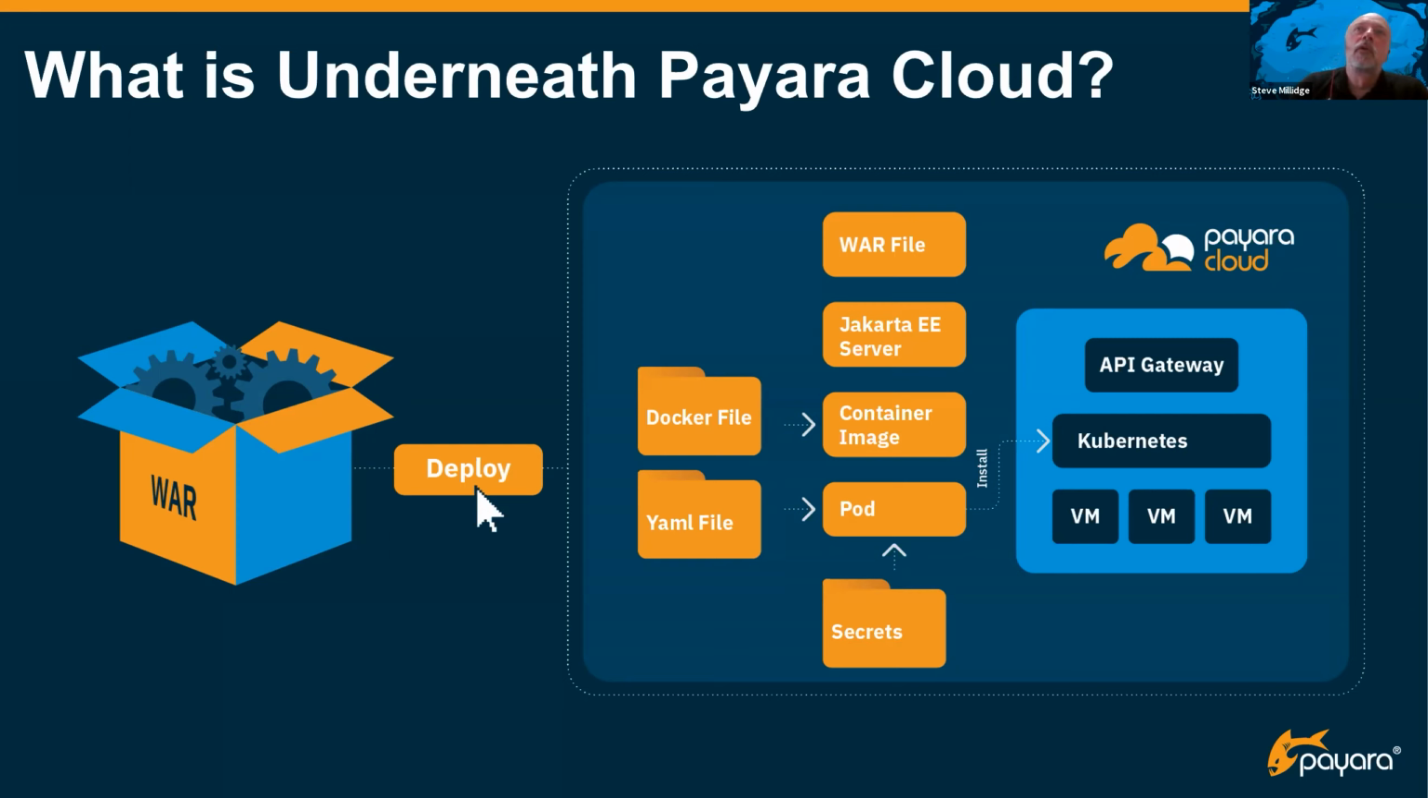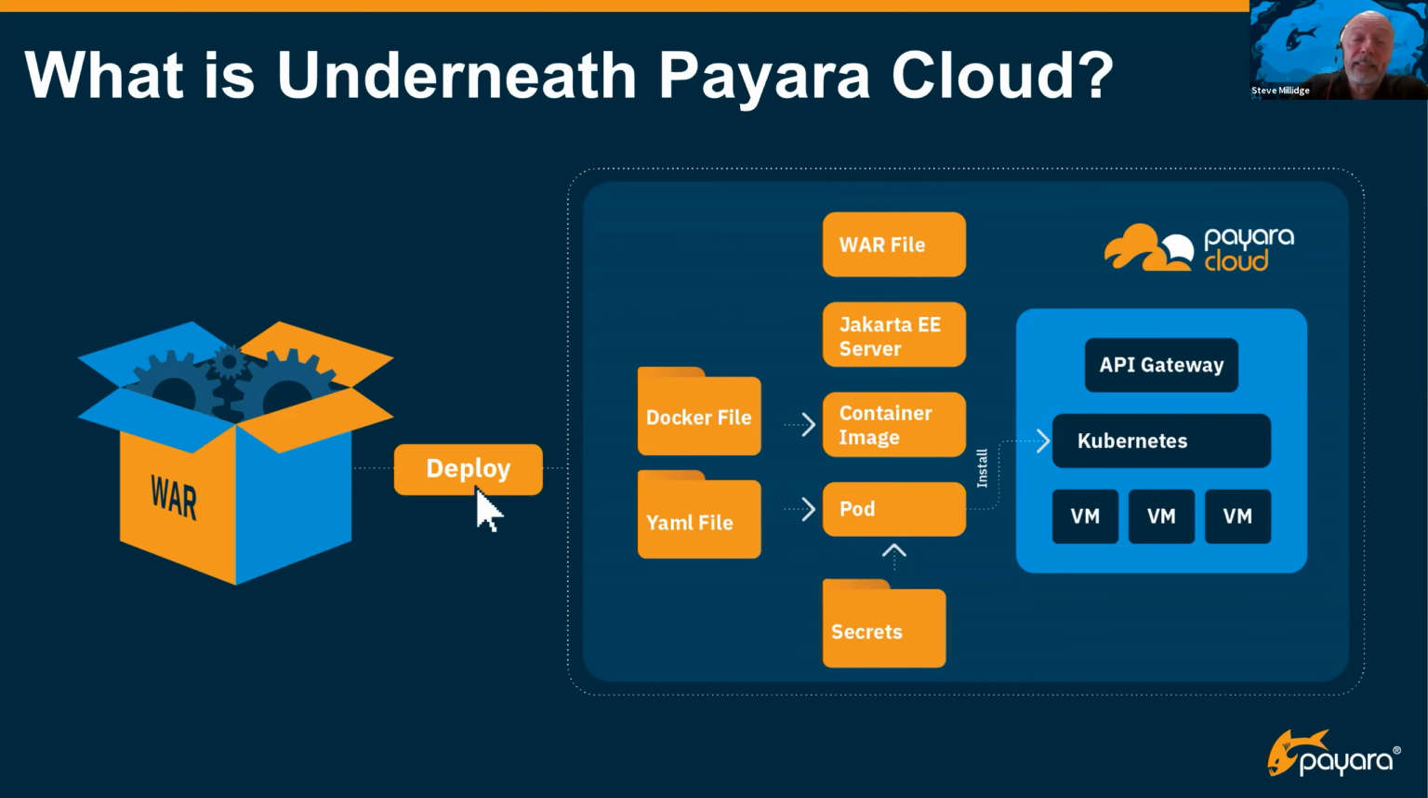So when you deploy, what Payara Cloud does is take your WAR file, package it up with a Java EE application server, in our case Payara Micro, build it into a container image, and create all the Docker files, the pods, the YAML files, work out the secrets, all that sort of thing. It allows you to configure external configuration sources, change configuration, connect to databases, and then runs it on top of Kubernetes and sorts out all ingress for you with an API gateway.